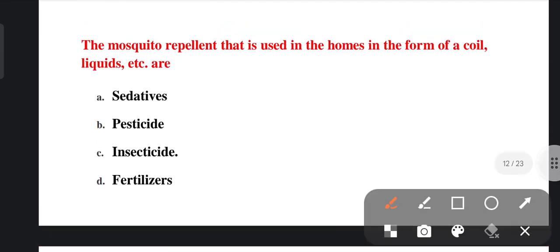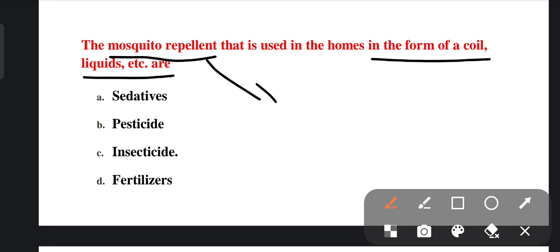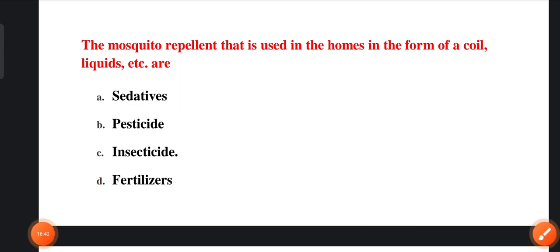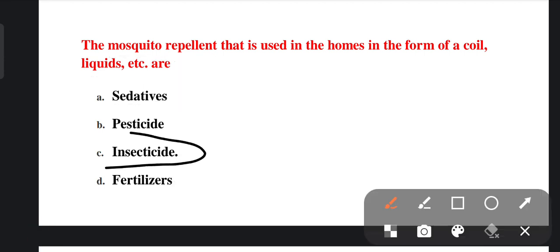The next question is, the mosquito repellent that is used in homes in the form of coil or liquid. Daily we use mosquito repellents which kill the mosquitoes. What type of chemical is present in those mosquito repellents? Options are sedatives, pesticides, insecticides, fertilizers. The right answer is insecticides.